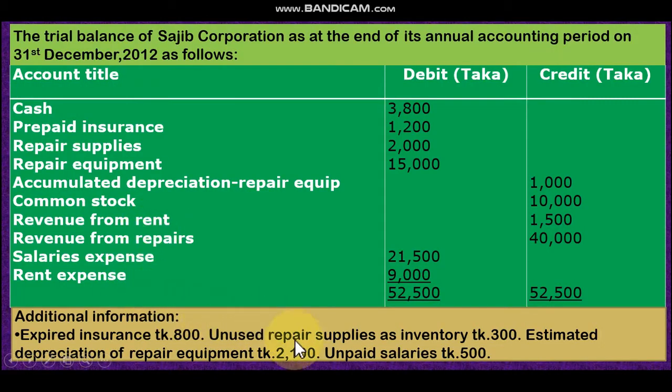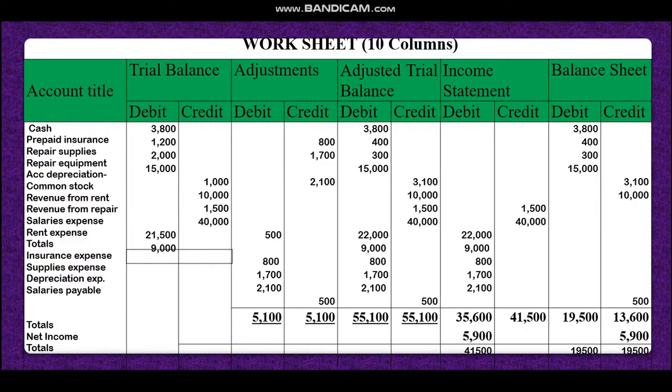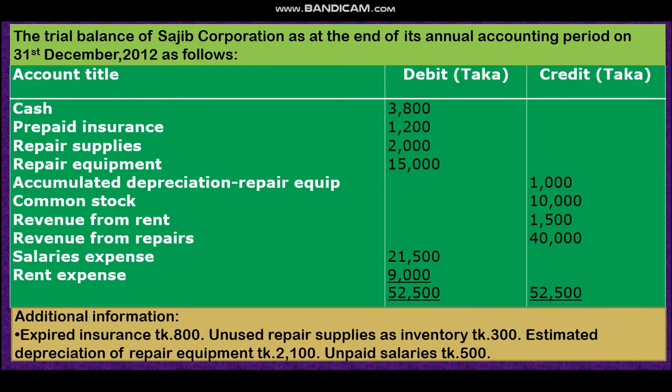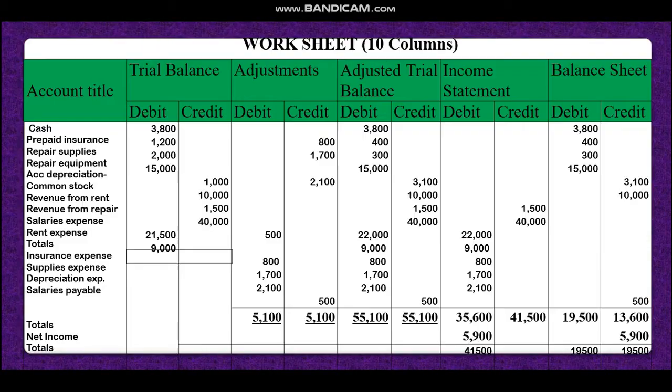Then another transaction is unused repair supplies as inventory 300. We have repair supplies here. In the question we have repair supplies 2000 and out of that unused how much? 300. Unused 300 for repair supplies. What will be the journal?